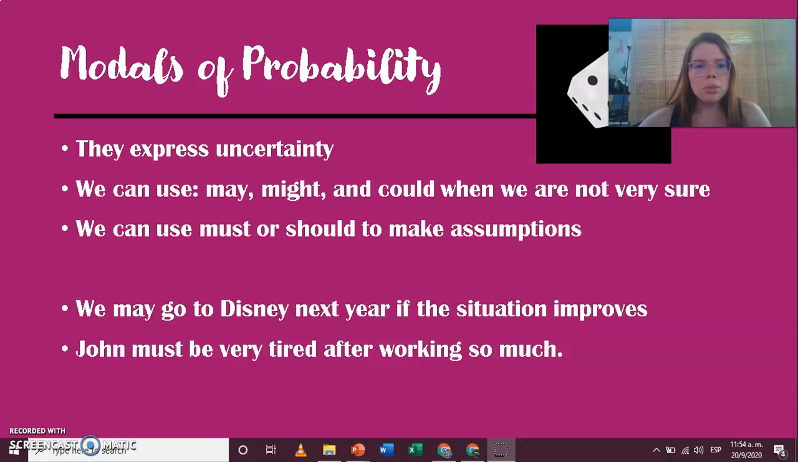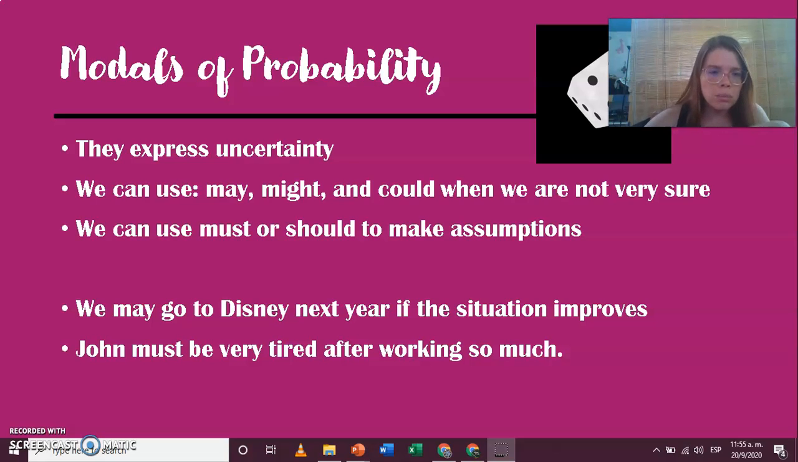On a separate group, we have must or should, that some people call modals of logical conclusion because usually we use them when we make an assumption based on some information. It's not like with may, might, and could, where I just guess, right?